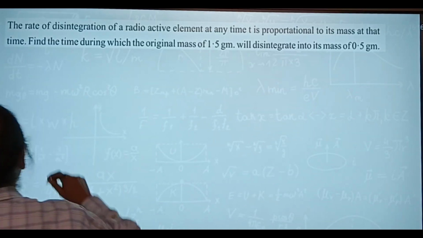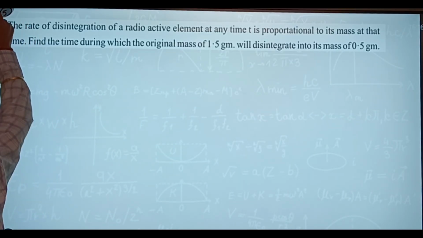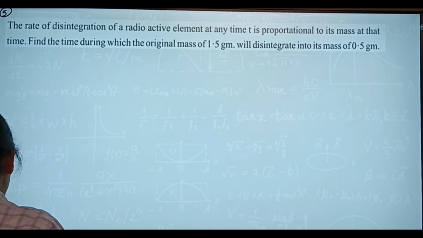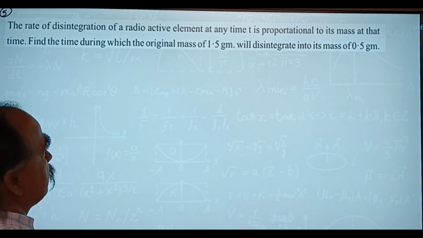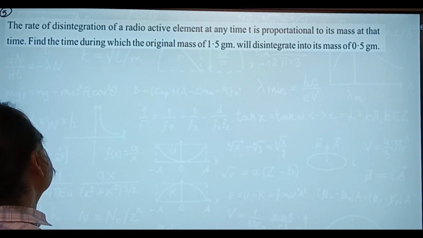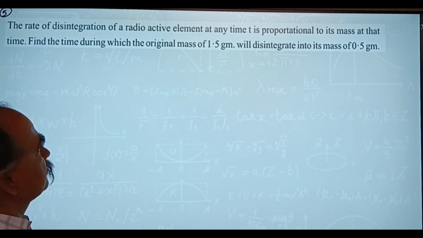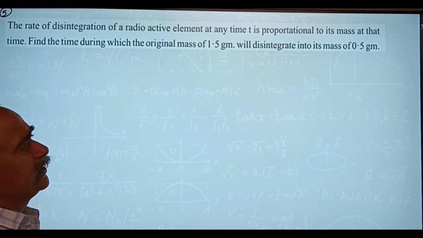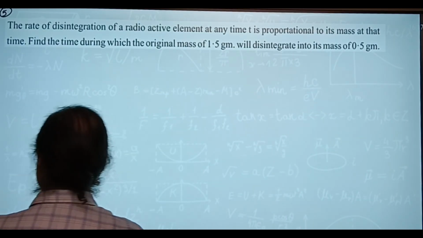Question number 5. The rate of disintegration of radioactive element at any time t is proportional to its mass at that time. Find the time during which the original mass of 1.5 gram will disintegrate into its mass of 0.5 gram. Time we need to find out.